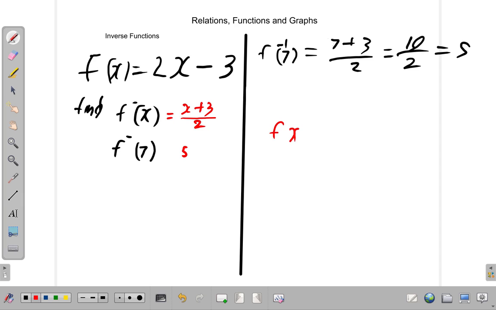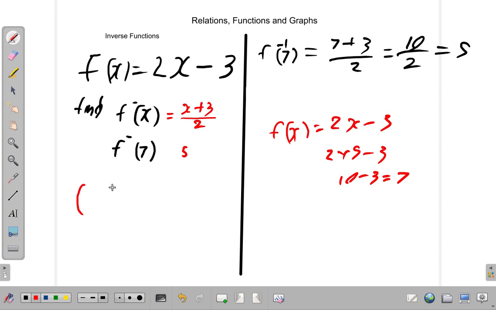The function is f of x equals 2x minus 3. That's our original function. When we found the inverse, we put in 7 and got 5. Let's put the 5 into the original and see if we get 7. 2 times 5 minus 3. 2 times 5 is 10, minus 3 equals 7. Good.